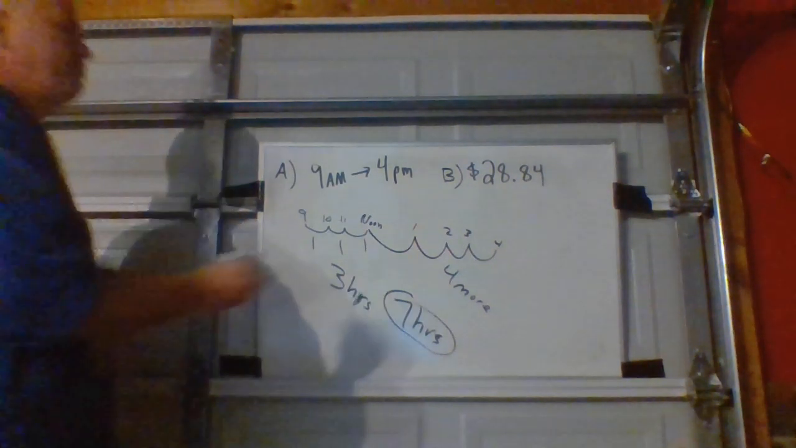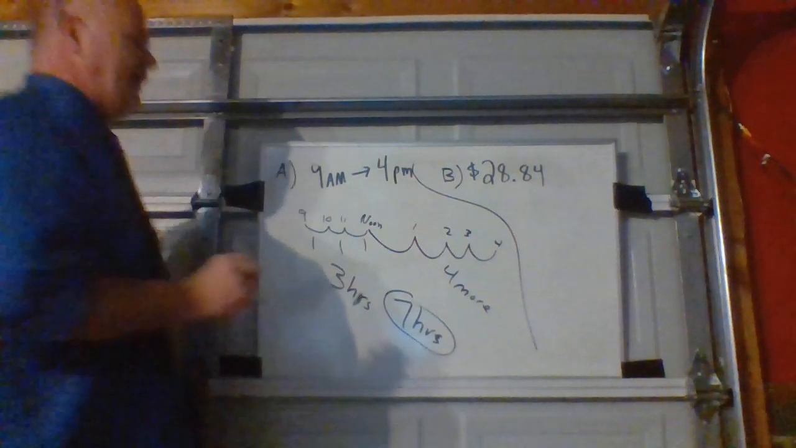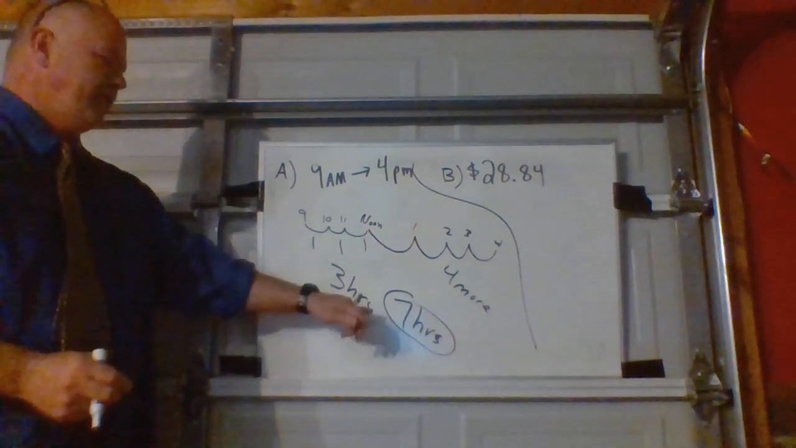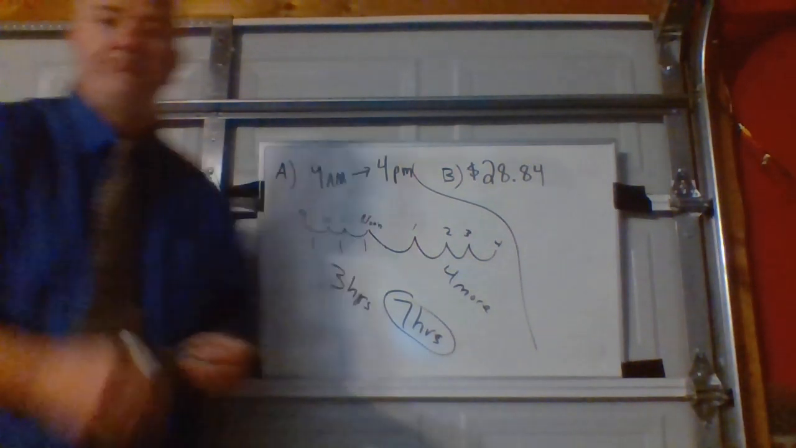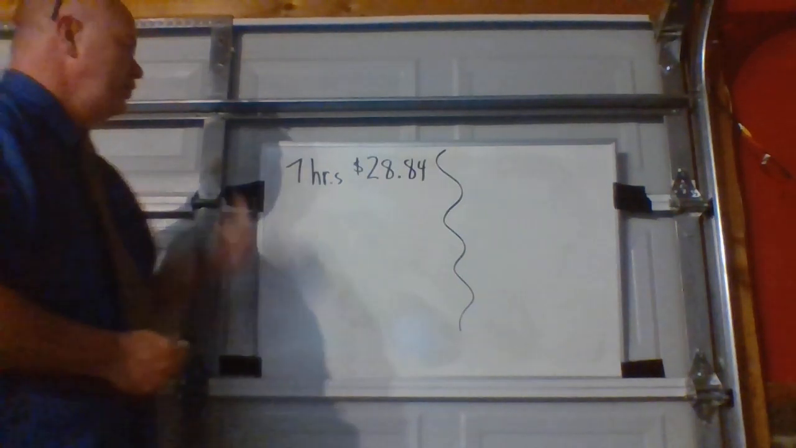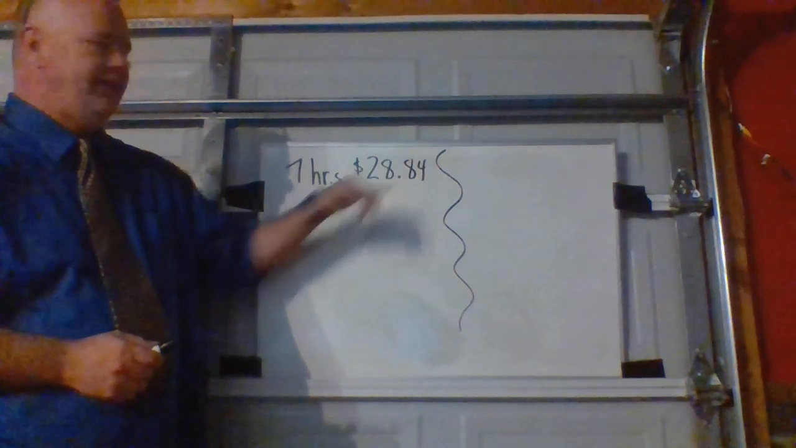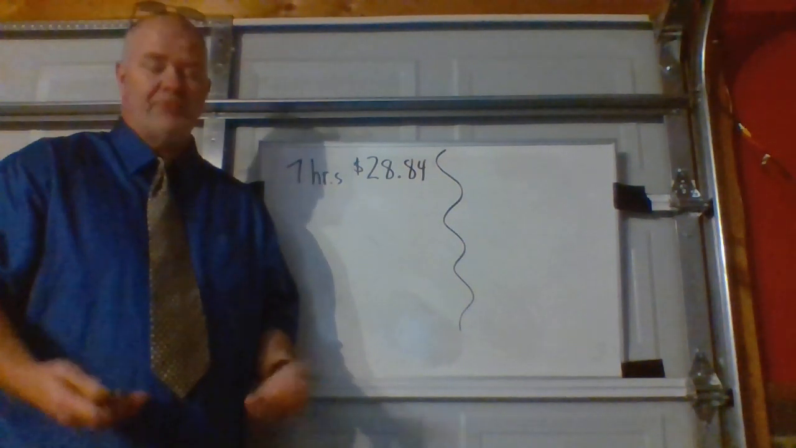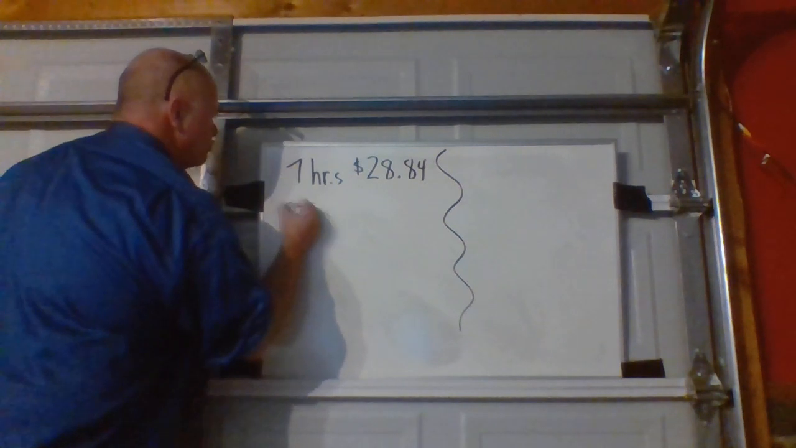Now, here's part two. We know the total cost was $28.84. And we know he rented it for a total of 7 hours. Now we're ready for our next step. Okay, let's look at step 2. We know it was rented for 7 hours. Total cost was $28.84. We're being asked, what is the cost per hour? What is the cost per hour?